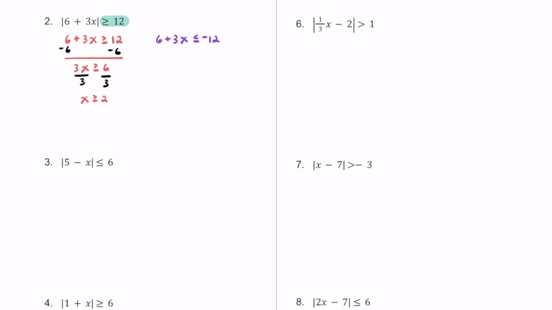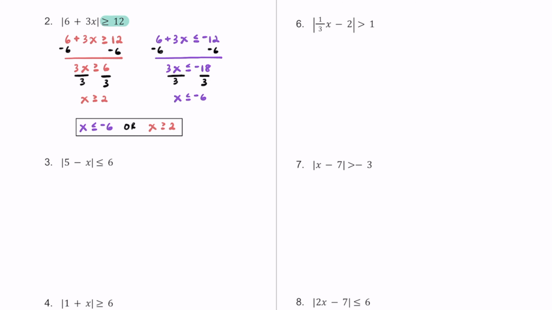And then for our inequality to the right, let's subtract 6 from both sides as well. Taking away 6 from 6 on the left side, we're going to get 0. So we're going to be left with 3x is less than or equal to -12 take away 6, which is -18. And then we can divide both sides by 3. If we do that, we're going to have x is less than or equal to -6. So putting together our pieces here, our solution is x is less than or equal to -6, or x is greater than or equal to +2. This would be our solution.